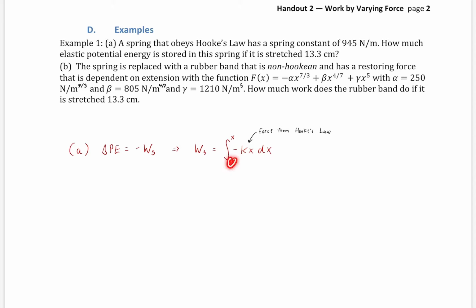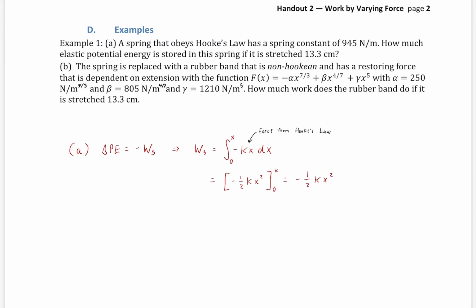We're going to be evaluating from 0 to x, or in other words, from equilibrium at 0 to x final at 13.3 centimeters, or 0.133 meters. We'll then do the rules of antiderivatives, and it just becomes 1/2 kx squared, from doing the integration. Then evaluate it from 0 to x, and there we go.